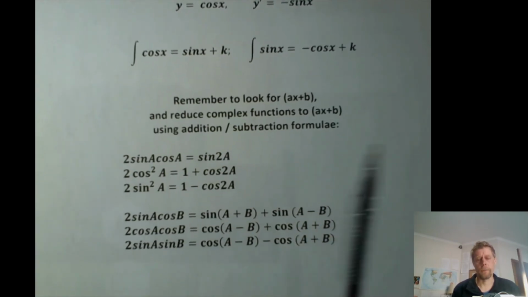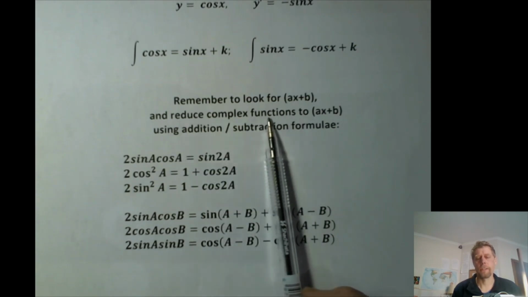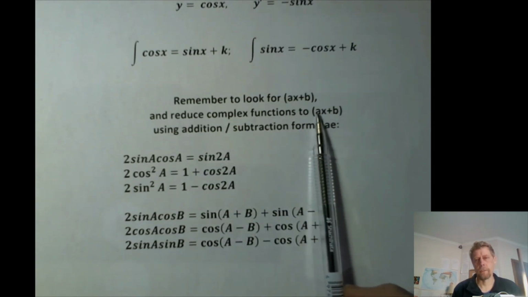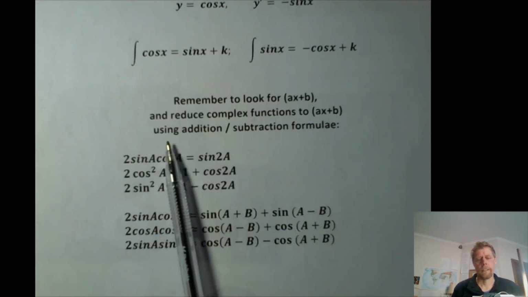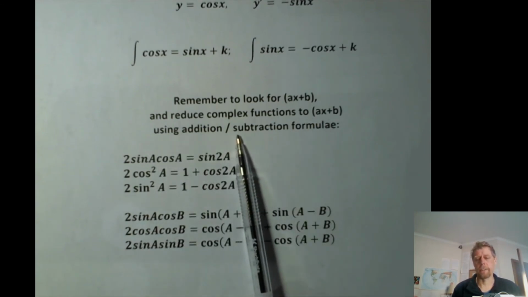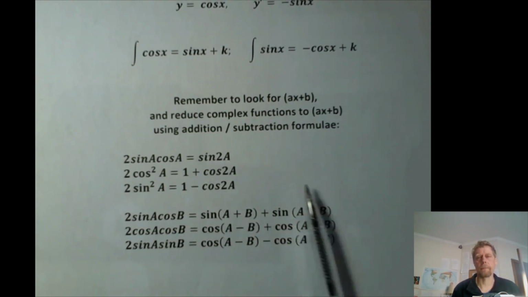Always be on the lookout when you're integrating to look for ax plus b, and reduce complex functions to a function of ax plus b, otherwise it can't be done. And you do this by using the addition-subtraction formulas, which are actually from a previous chapter, but you use them to substitute in.